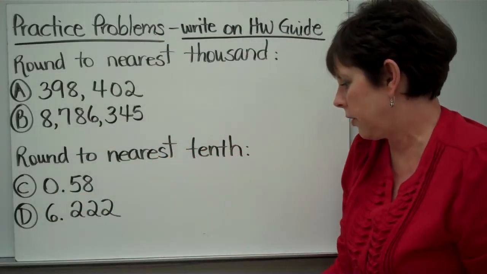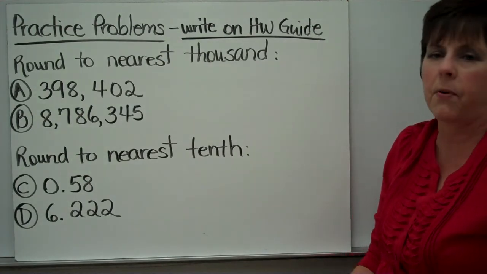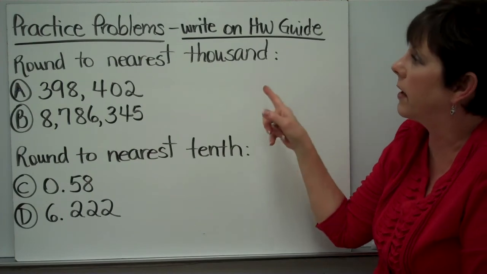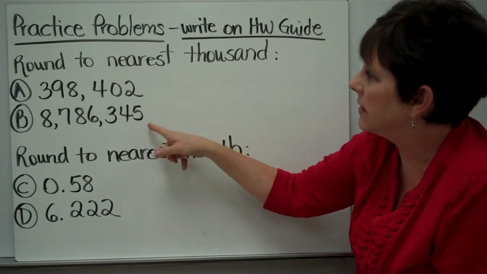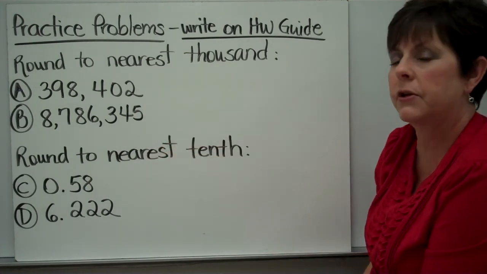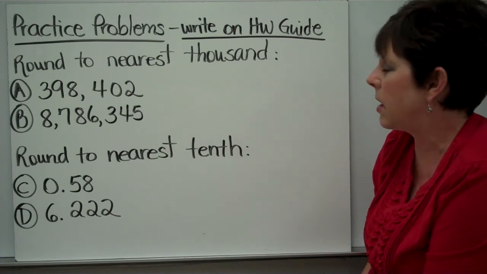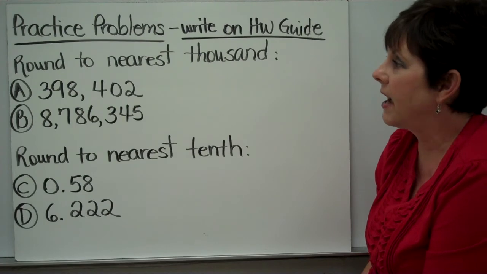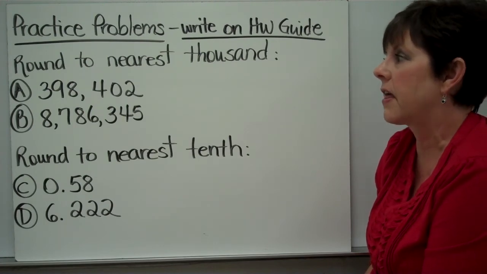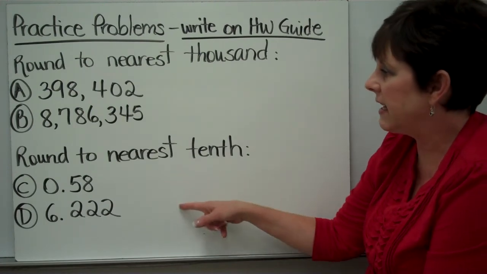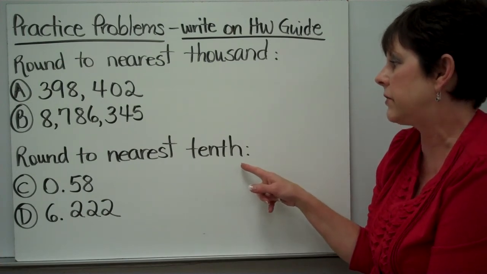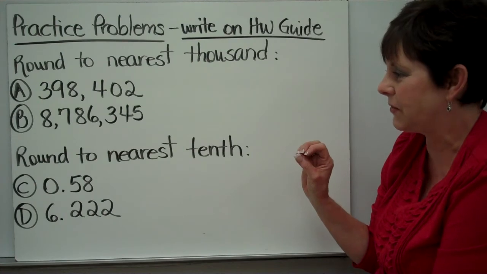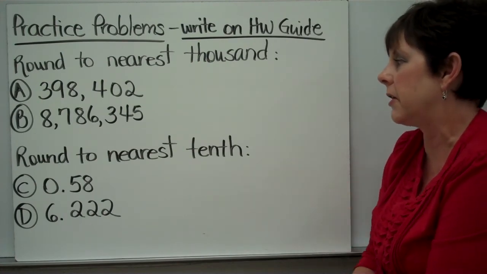All right, on your homework guide for tonight, practice problems. This is section 3. Be sure to write this down on your homework guide. You are going to round these first 2 numbers to the nearest 1,000. I'm not going to tell you which place is the thousands place. You decide, and then round it to the nearest 1,000. For C and D, you are going to round these to the nearest tenth. I'm not going to tell you which one of these are tenths. You find it. Round it to the nearest tenth.